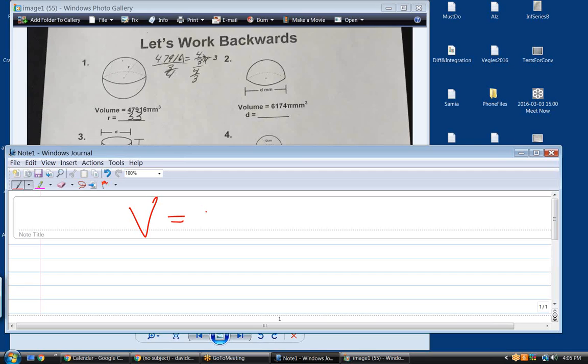It is 4/3 pi r cubed. Notice that because we're dealing with volume, it almost has to be r cubed. If we were dealing with surface area, it would almost certainly have to be r squared, not r cubed.